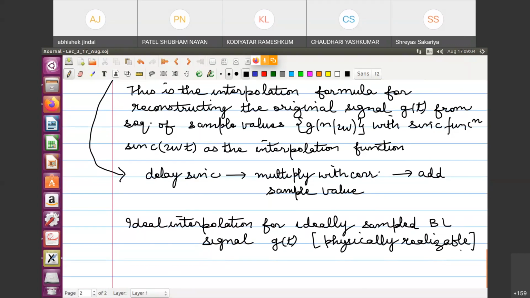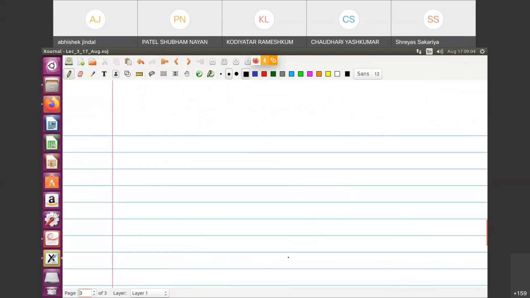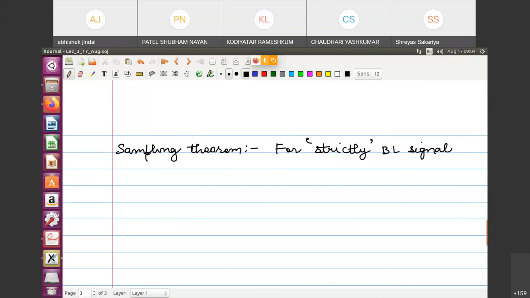Now let us write the sampling theorem. It's just a two statement thing. So this is the sampling theorem. For strictly band limited signals, now this is important. For strictly, this word I think I mentioned in the first class or maybe in the second class. For strictly band limited signals, it means it should not have any component higher than W hertz, and signals of finite energy.